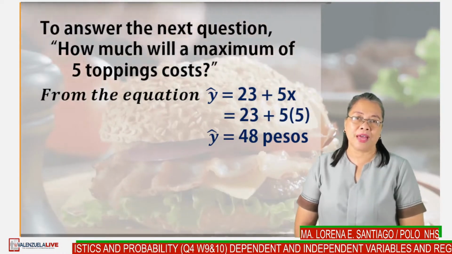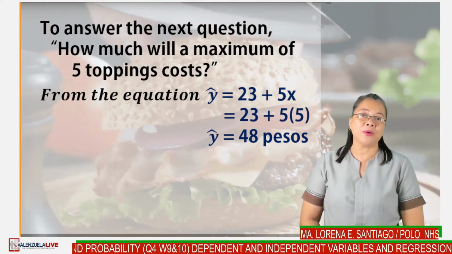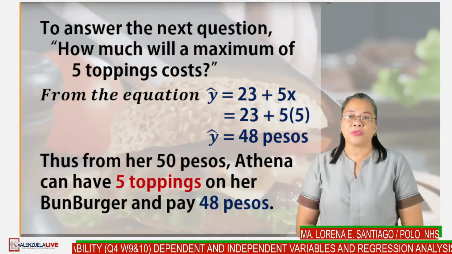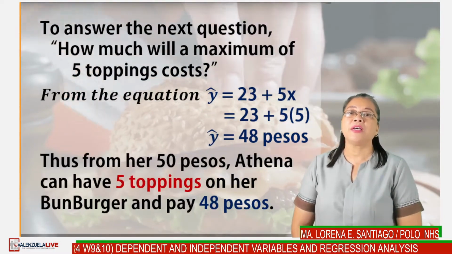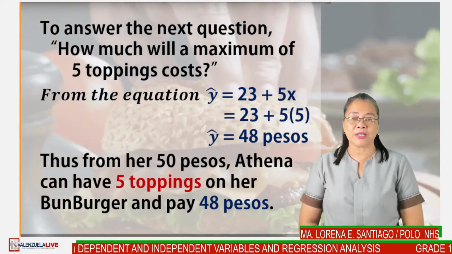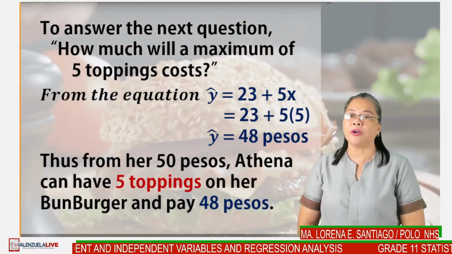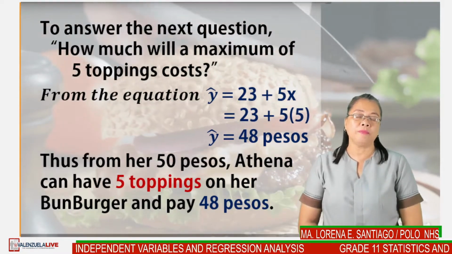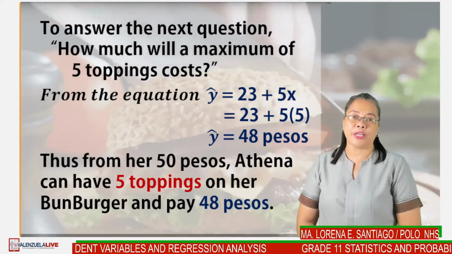Is that clear to you? So it means that if Athena has 50 pesos, she can have 5 toppings on her bun burger, and it will be costing her 48 pesos.